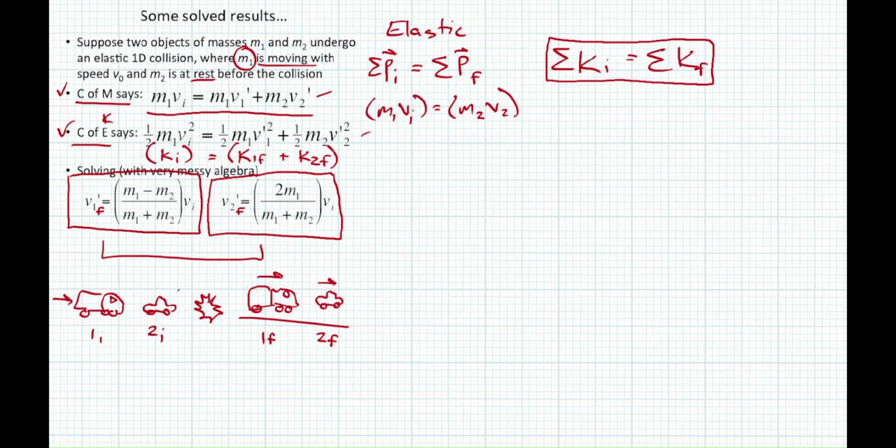So let's apply this to a problem. We're going to have an elephant run into a fly. An elephant in motion running into a fly.